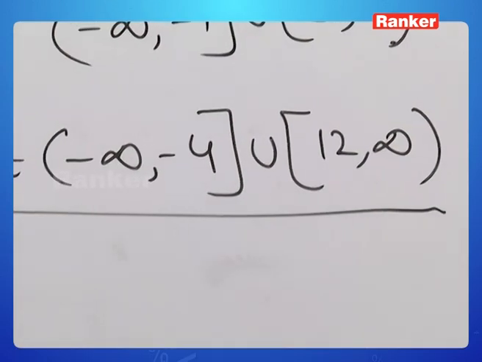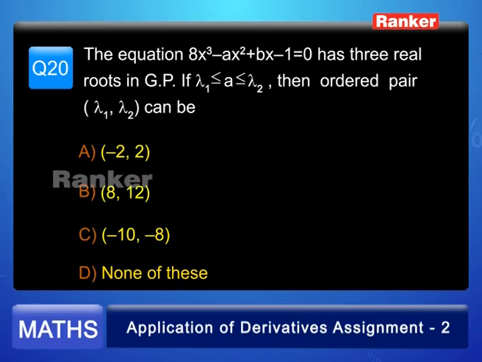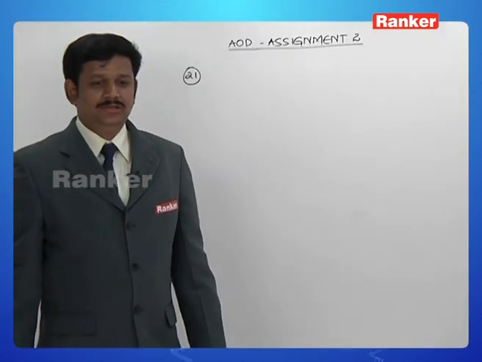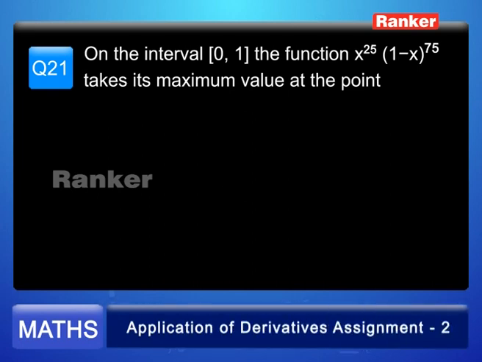Among the available options, answer is option C. Next question: on the interval closed 0 to 1, the function x power 25 into 1 minus x power 75 takes its maximum value at the point. Option A is 0, option B 1 by 4, option C 1 by 2 and option D 1 by 3.